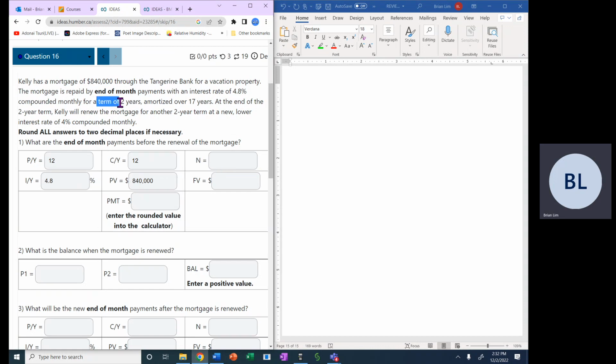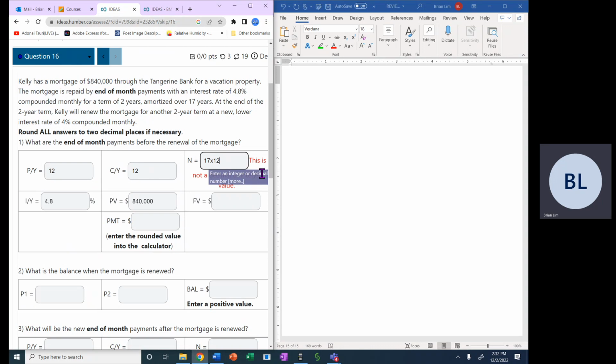For a term of 2 years, but that is not what we look at. We look at the amortization over 17 years. That is what will determine N. N would be 17 times 12, and that would work out to some number. We will do that with the calculator. Okay, so we don't need to worry about that. Future value should be 0, and the payment is indeed the number we would like to compute.